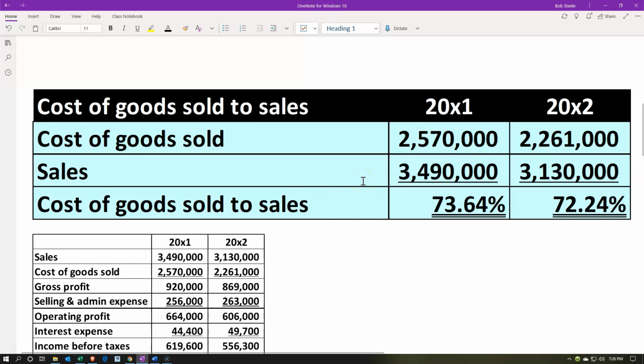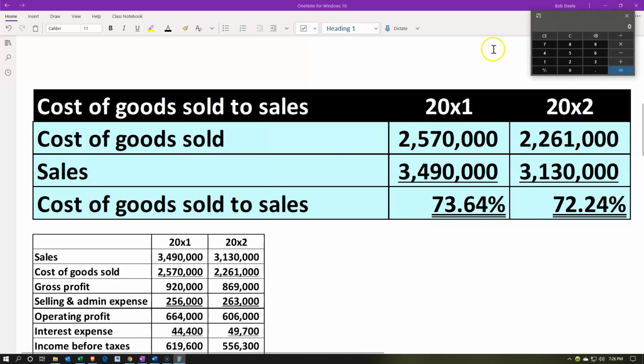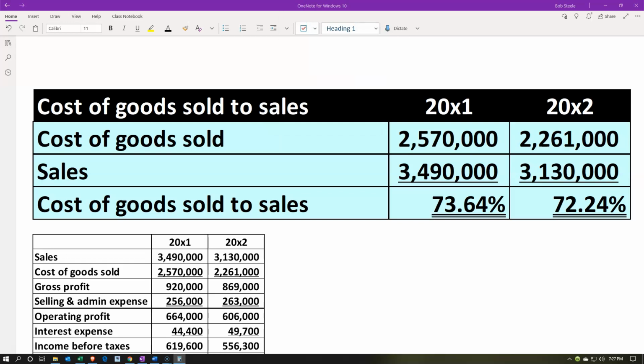If we divide this out, we're going to have the 73.64. Let's just do it real quick just to practice the fact that we're going to have rounding most likely, and that's going to be the 2570000 divided by the 3490000. We're going to have 0.7363, and we're always going to have to deal with the rounding. We'll move it 2 decimals over to get the 73.64 about, rounded to the second decimal there.